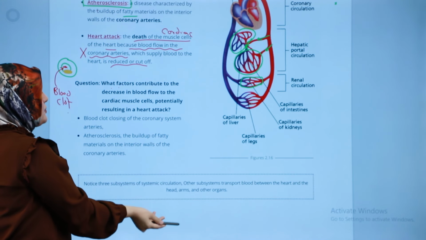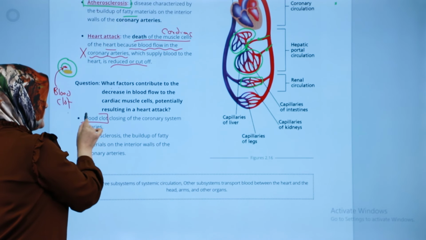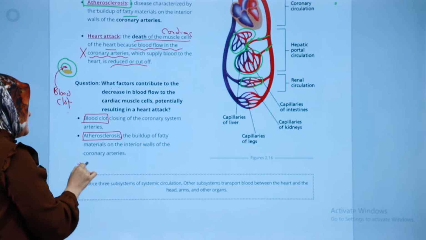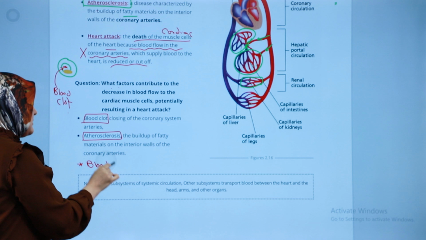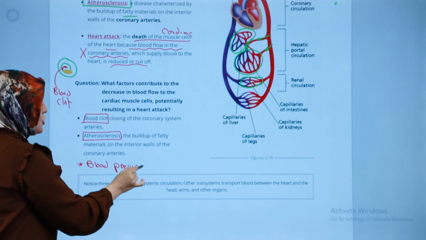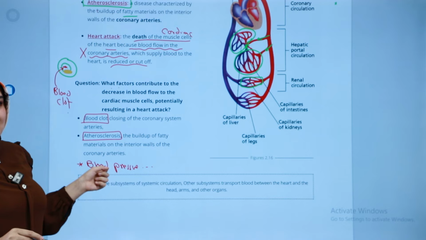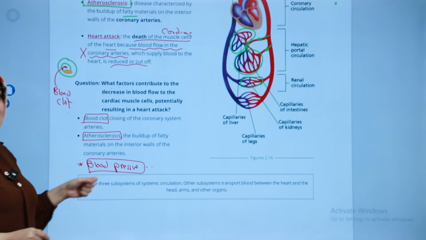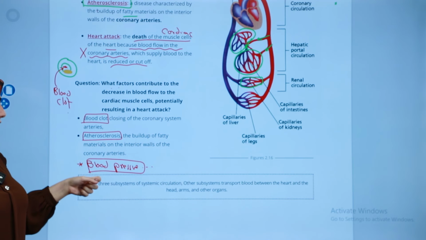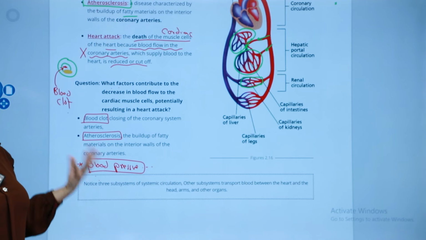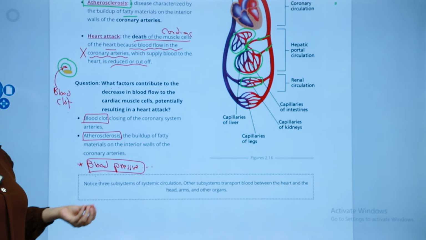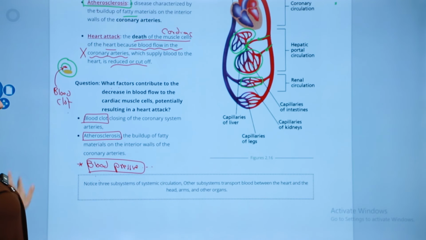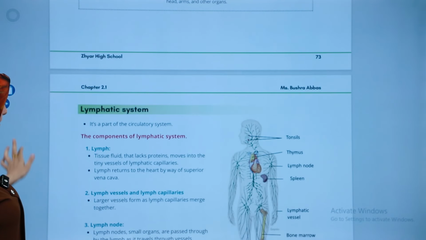So what factors contributed to these? See, blood clots, atherosclerosis, and if you remember, we said something else. We said blood pressure also contributes to heart attack. So these three things and some drugs that we're going to talk about that might cause a lot of blood pressure, like smoking and those, we're going to mention it. These are factors increasing a person's chance of having heart attack. And this is very bad, of course.